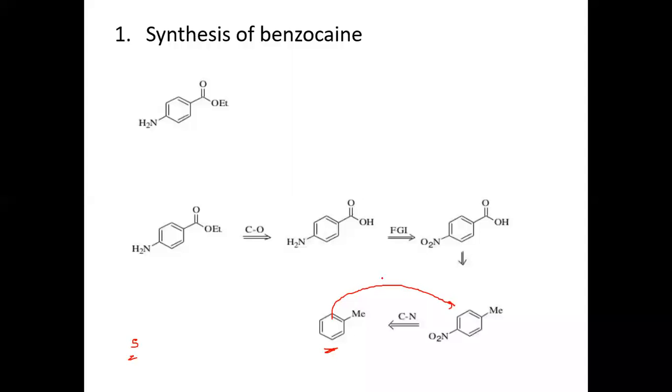What reagent do I have to add here? Anybody? Nitrating mixture. Yeah, it's a mixture of HNO3 and H2SO4. Very good. Nitrating mixture, this we have to add. We'll get this one. Next, from this methyl group to benzoic acid, we have to get.